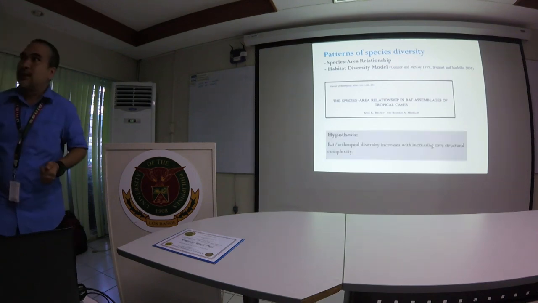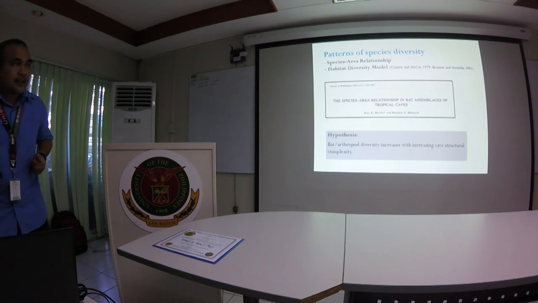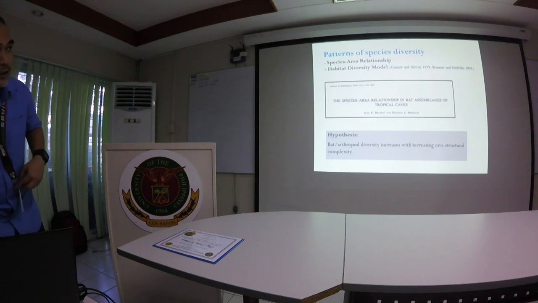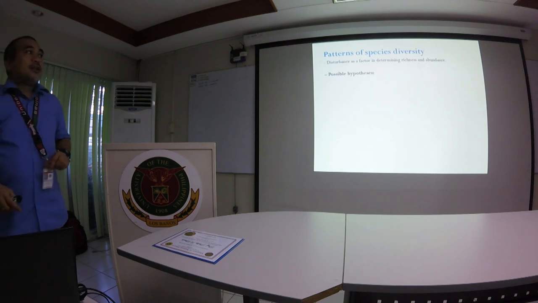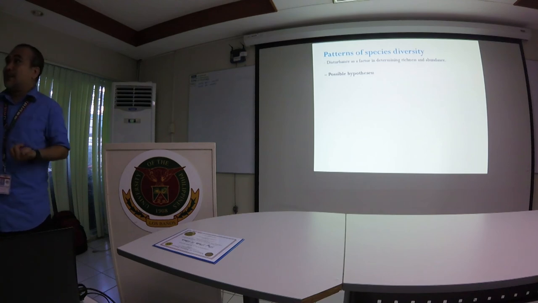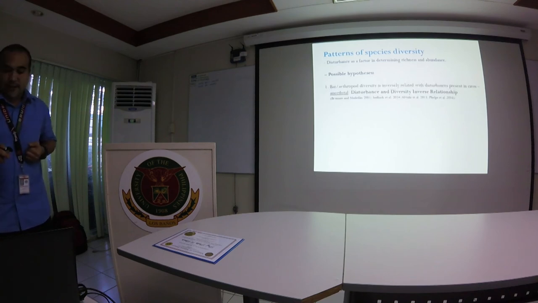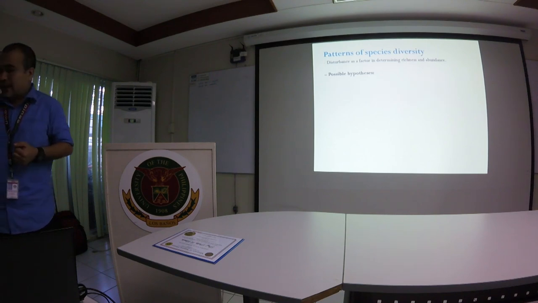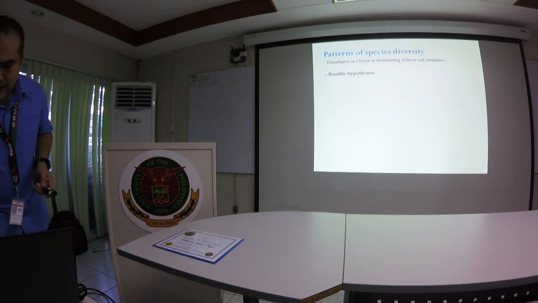So my hypothesis here would be that both bat and arthropod diversity increases with increasing cave structural complexity. So that is the working hypothesis for that. And another avenue that I will try to look into would be disturbance itself as a factor in determining richness and abundance. So there are two possible hypotheses.